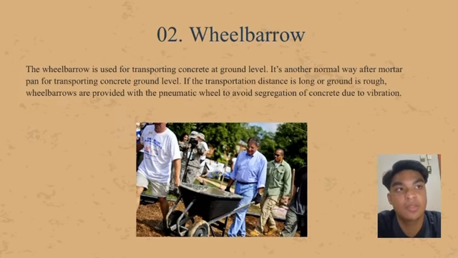Number 2, wheelbarrow. The wheelbarrow is used for transporting concrete at ground level. It is another normal way after mortar pan for transporting concrete at ground level. If the transporting distance is long or the ground is rough, wheelbarrows are provided with pneumatic wheels to avoid segregation of concrete due to vibration.